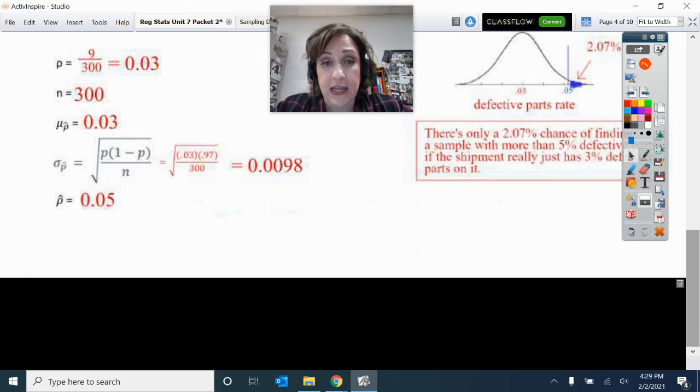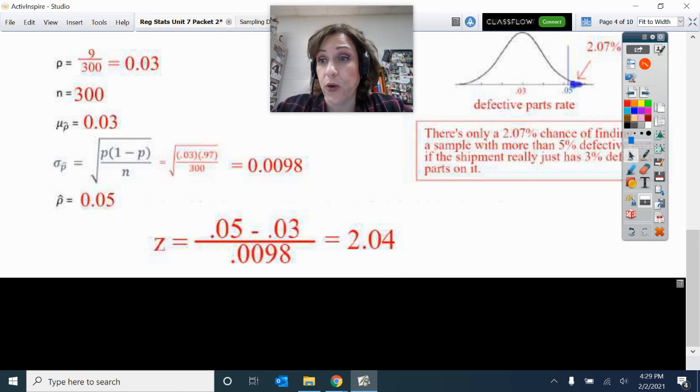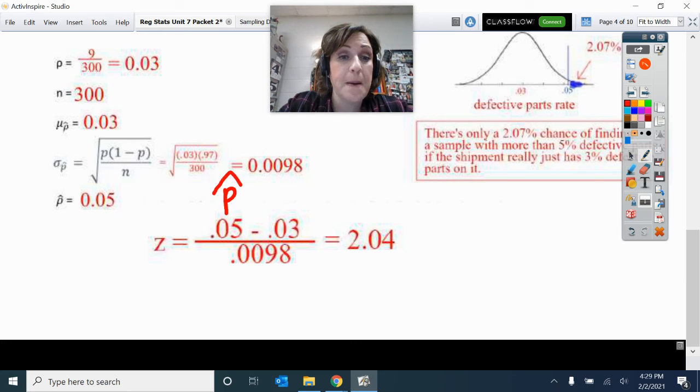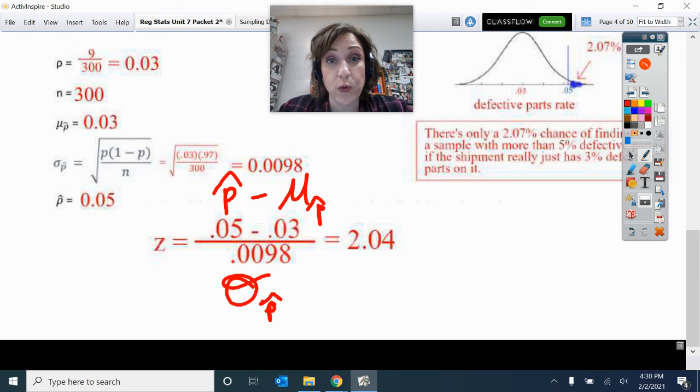So we've got to do our z-score, to see how far away that sample is. So that's my p hat minus the mean of those p hats, over the standard deviation of those p hats. Okay? And that's 2.04. So at least it would take an outlier for me to reject the shipment. So that's good. It would take an outlier.